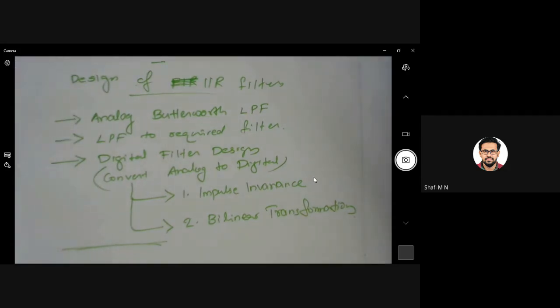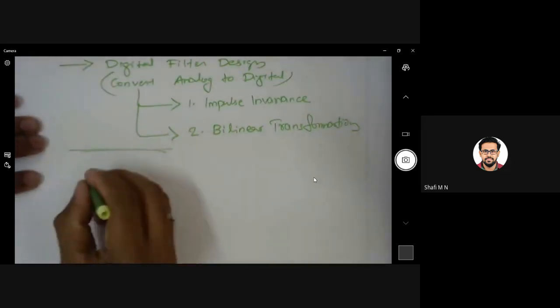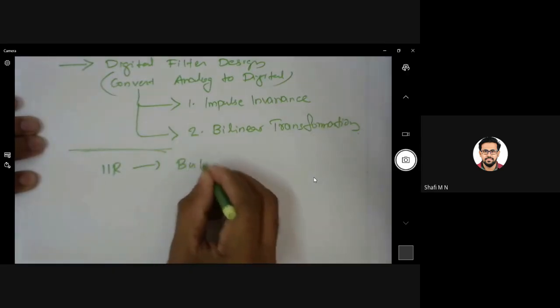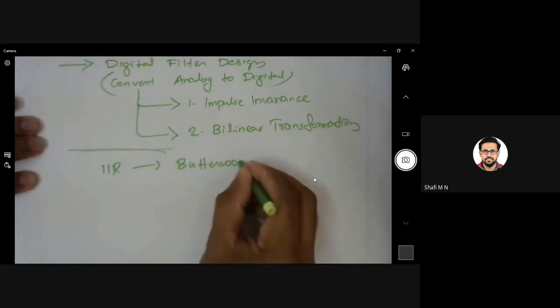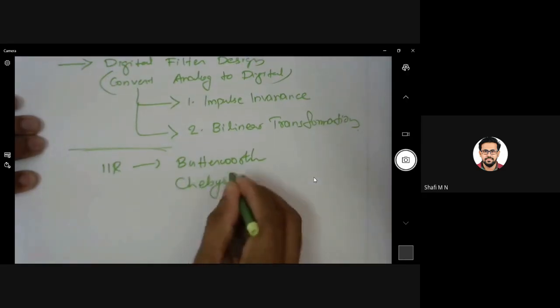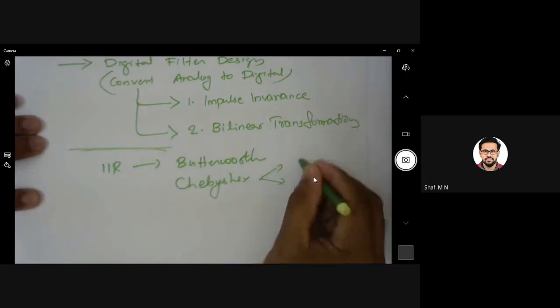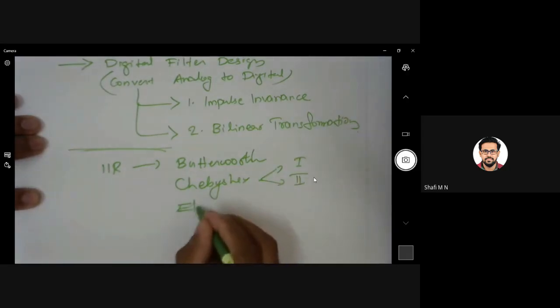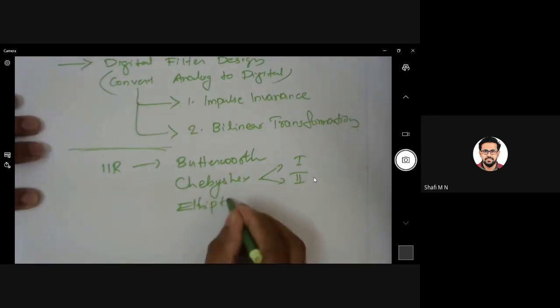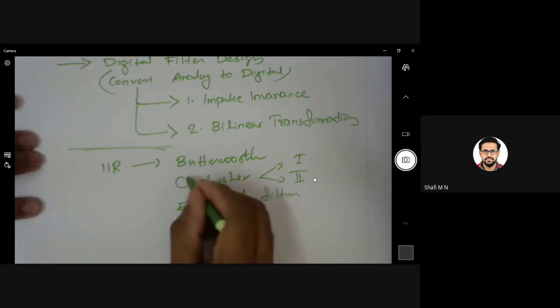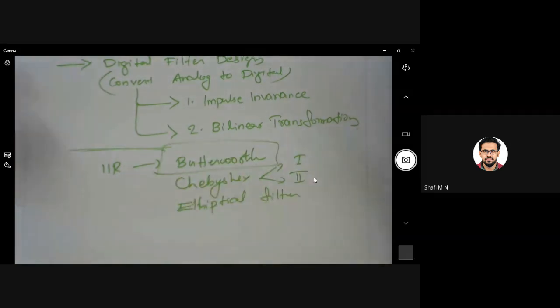And I will give you this classification. Among IIR filters, you have the Butterworth filter. Then you have the Chebyshev filter; within Chebyshev, you have type 1 and type 2 filters. And another type is the elliptical filter. So these are different types of IIR filters. And your focus will be only on the Butterworth filter. Clear?